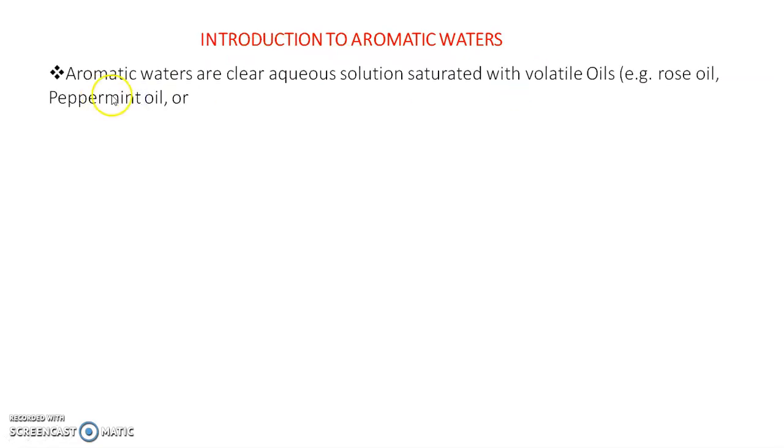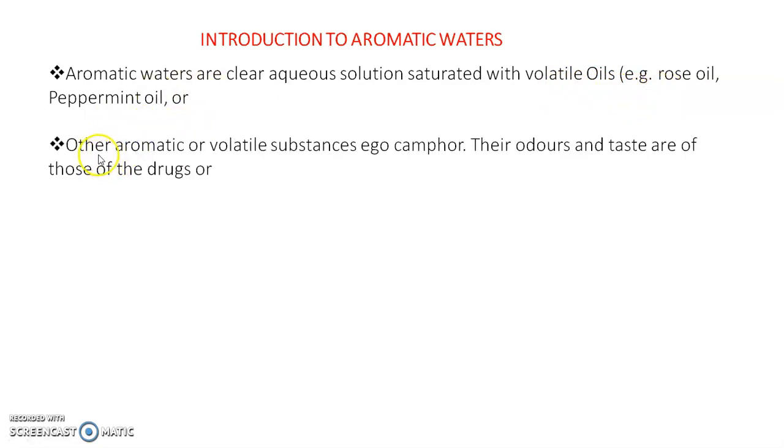First of all, we see the theory regarding the aromatic waters. Aromatic waters are clear aqueous solutions saturated with volatile oils, that is rose oil, peppermint oil, or other aromatic or volatile substances. An example is camphor. Their odor and taste are those of the drugs or volatile substances from which they are prepared. These are known as the aromatic waters.